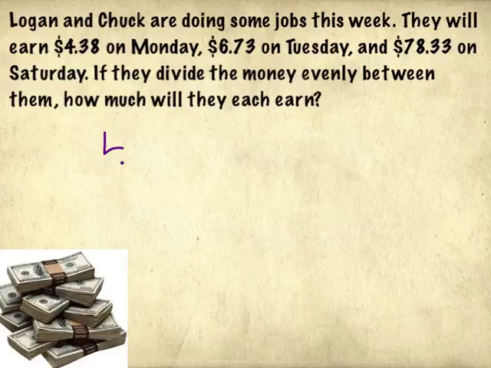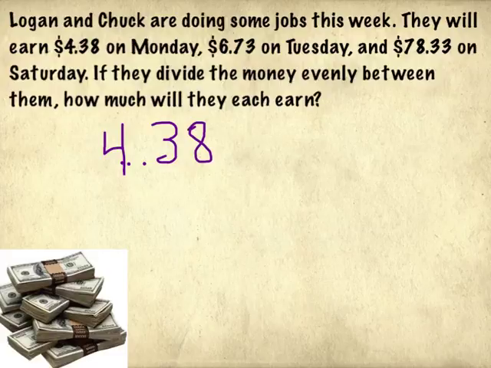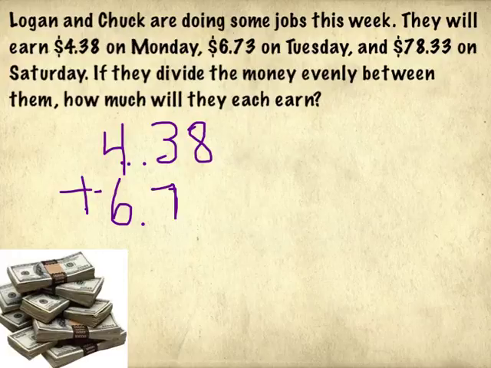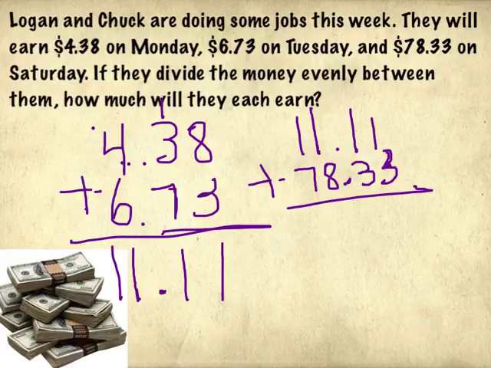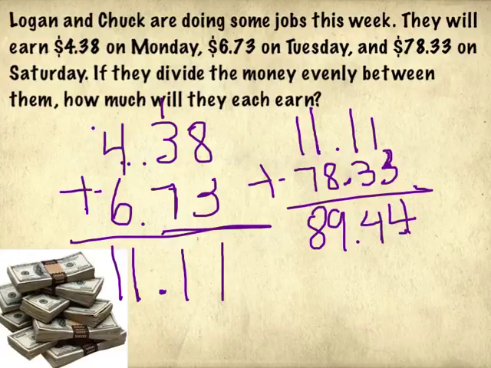So I'll start by adding up $4.38 plus $6.73. So that will give me, wow, $11.11. And then I'm going to add in the $78.33, and that will give me $89.44 to split between the two of them. So all I have to do is plug into my calculator now.